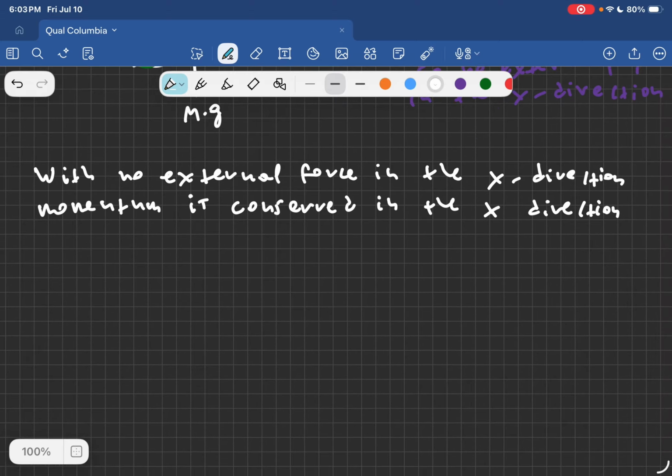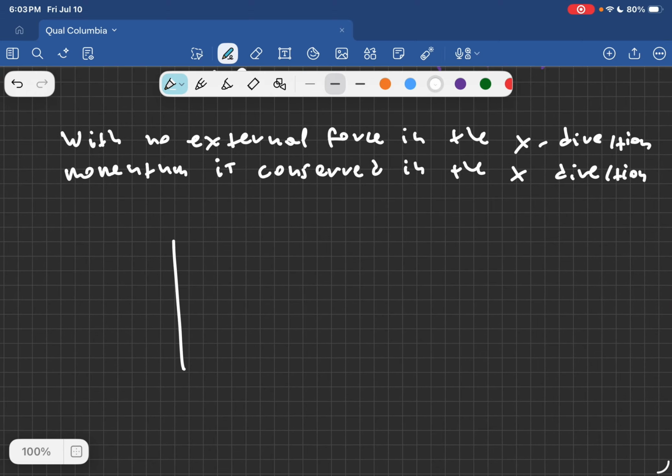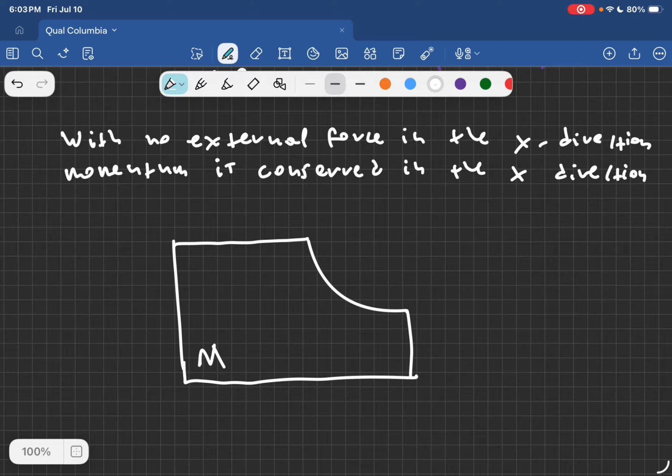Okay, so let me draw the picture again. So we have this weird object with the circular part. Okay, so that's your M, capital M. Okay, and this is the small block. So I'm gonna draw it at the lowest point there. Okay, and you will see why in a moment.